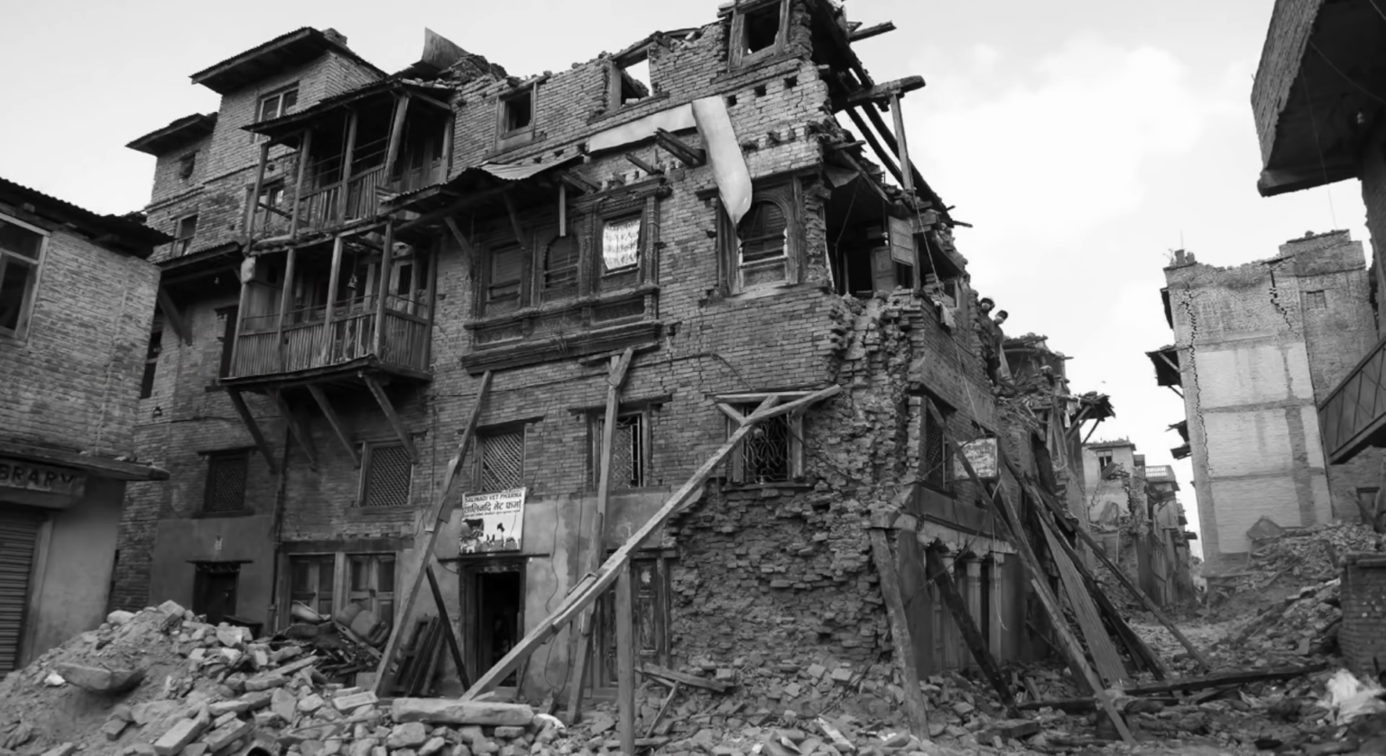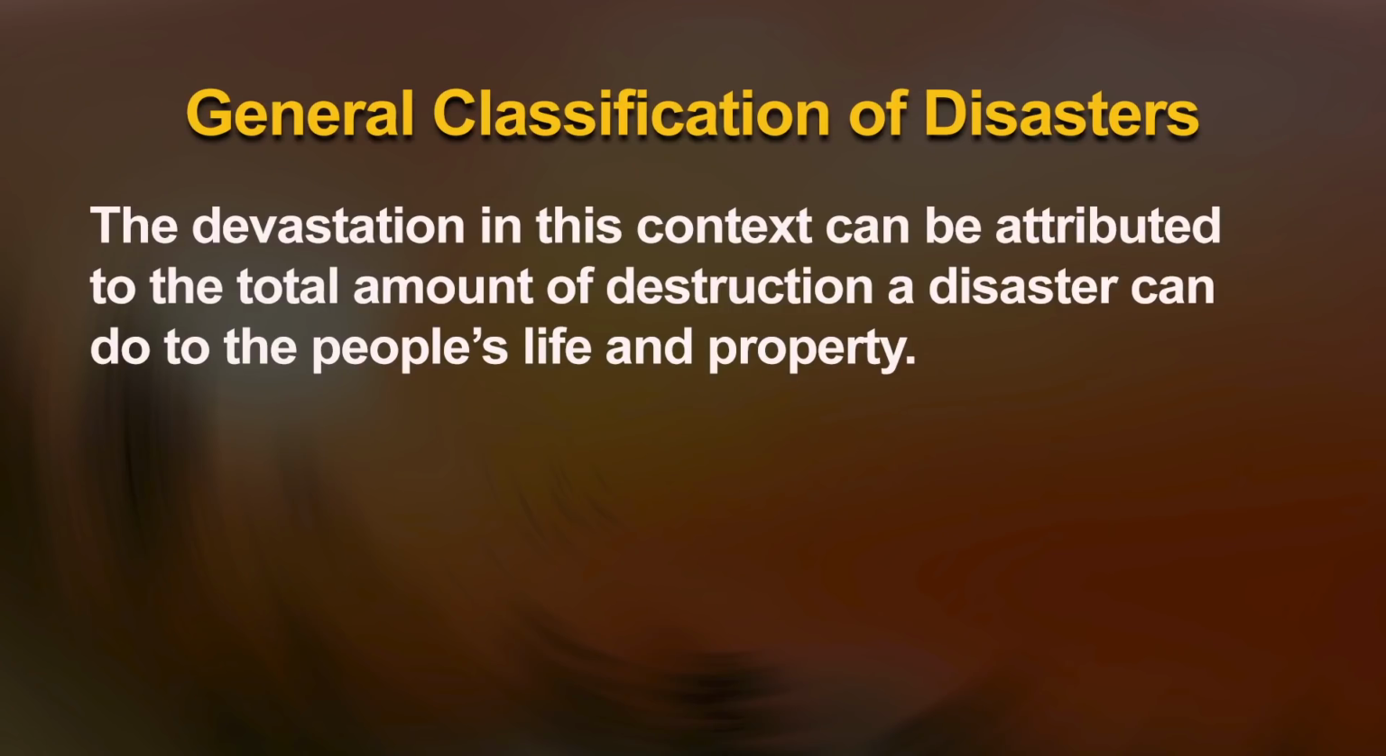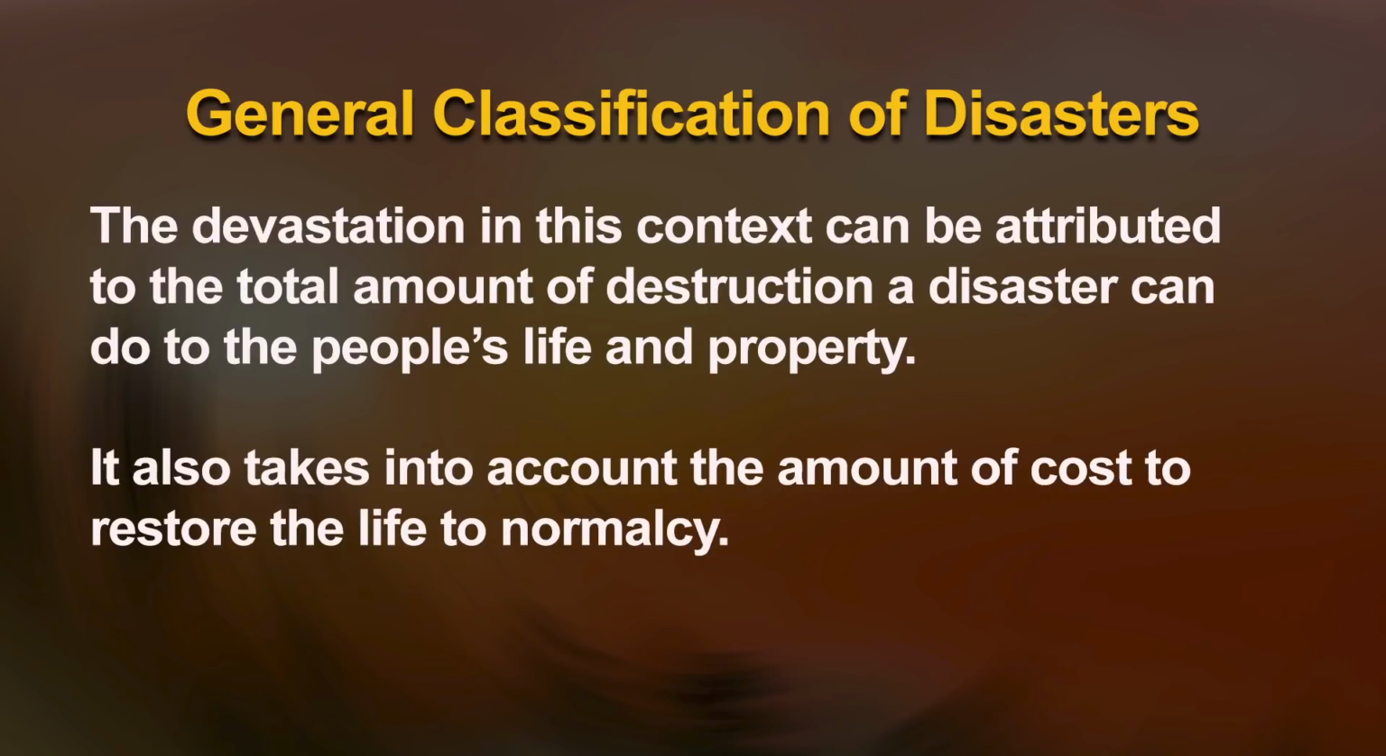According to Shah, devastation, the natural and man-made disasters can be further classified into simple and/or minor and complex and/or major disasters. The devastation in this context can be attributed to the total amount of destruction a disaster can do to the people's life and property. It also takes into account the amount of cost to restore the life to normalcy.